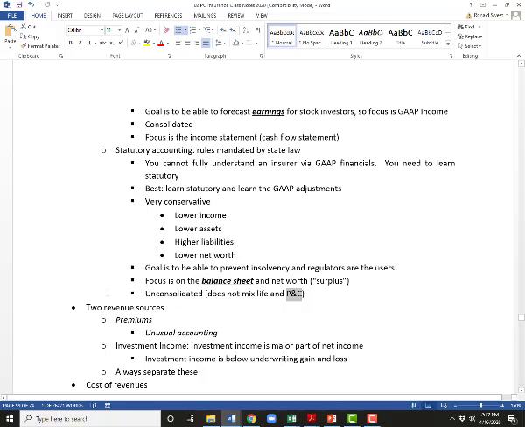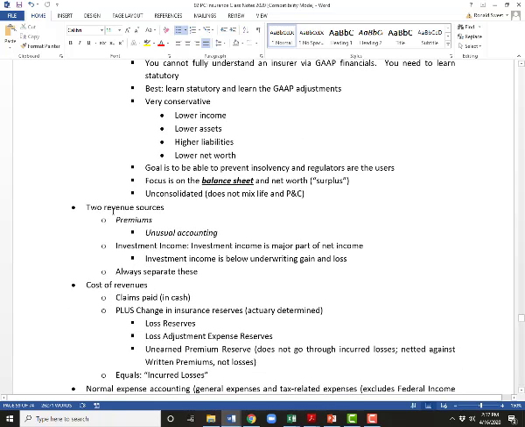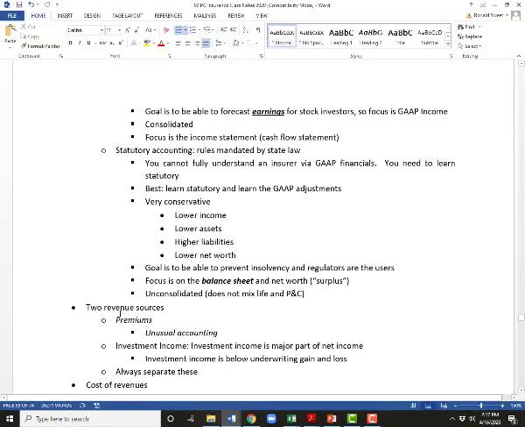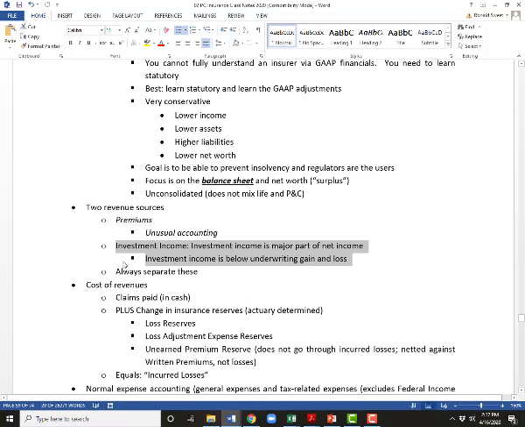So statutory versus GAAP. Insurance companies have two revenue sources: premium income. There's a lot of unusual accounting here. I'm not going to go into the premium income too much. We'll talk a little bit about it a little bit later, but there are a lot of complexities here. And then investment income, as we talked about, this is their earnings on float. Investment income is a completely separate line, and we'll see that when we look at their income statement.